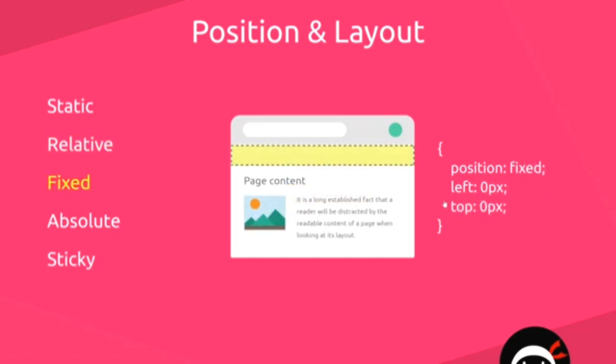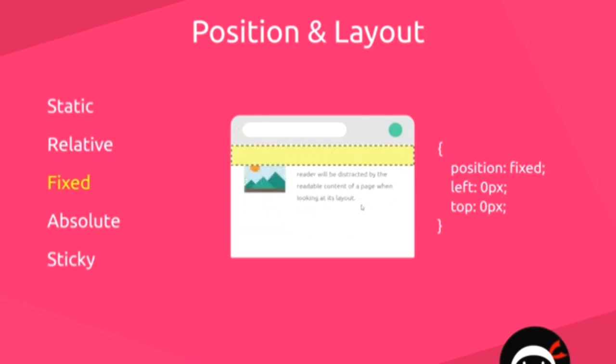Now position fixed, that positions a certain element relative to the viewport. Now the viewport is just a part of a browser that we see the web page on. So for example, we could have a navbar element and we could give it a position fixed, and we could say left 0, top 0, and that positions this navbar relative to the viewport 0 pixels from the top and 0 pixels from the left. So it's going to stay there even when we scroll down the page like this. It will always be fixed at the top of the viewport.